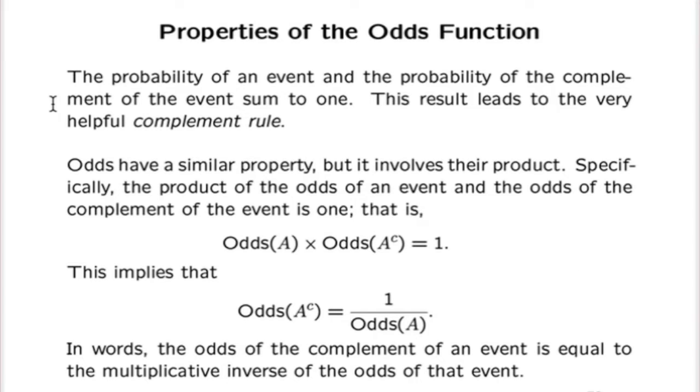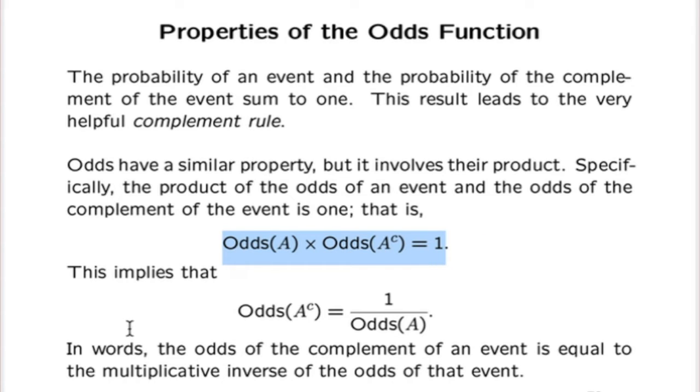Okay, so if we think about what we just looked at, in particular the complement rule, the probability of an event and the probability of the complement of the event always sum to 1. That result, as we just saw, is the complement rule. Now, odds have a similar property, but instead of involving their sum, it involves their product. Specifically, the product of the odds of an event and the odds of the complement of the event will always be 1. Notationally, we write that this way: the odds of A times the odds of A complement will always be equal to 1.